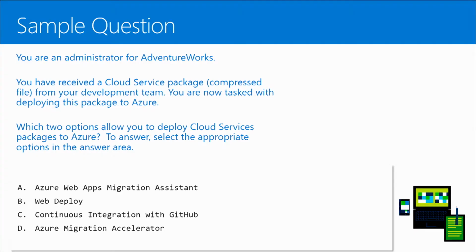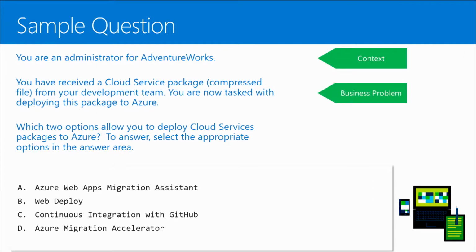So we're going to look at another sample question. In this sample, the context is that you're an administrator for AdventureWorks. Your business problem is that you received the cloud service package. It's a compressed file from your development team. You're now tasked with deploying this package to Azure. They also gave you a cloud service configuration file that you can change to.